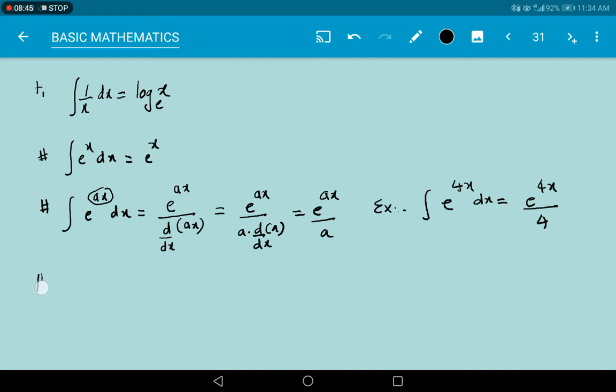Next, suppose integration a power x dx. Here a is nothing but any constant. So a power x by log base e a.